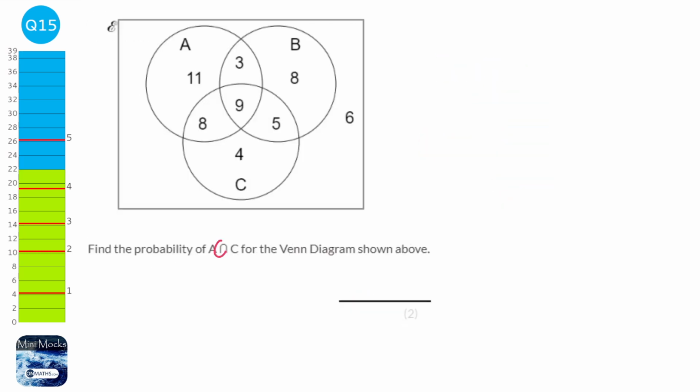So the symbol here basically means "and", and the way I remember it is if you draw that symbol and just put a line through it, you can make the word "and". So we're looking at the probability of getting something that is in A and C. The only ones that are in A and C are this 8 and this 9 here. So we're going to just add the 8 and the 9 together, which gives us 17.